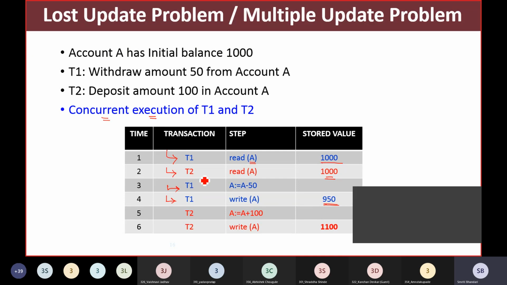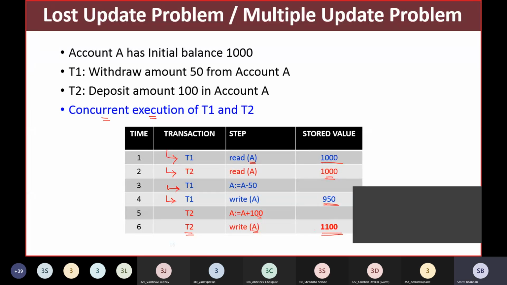Okay, now T2 has not yet completed. So the next instruction from T2 is being executed. So T2 is depositing 100. So A gets incremented by 100. So T2 has seen this value 1000. T2 has read this value 1000. So obviously T2 is incrementing this 1000 by 100. So now A becomes 1100, right? And T2 is now writing 1100 onto the database.